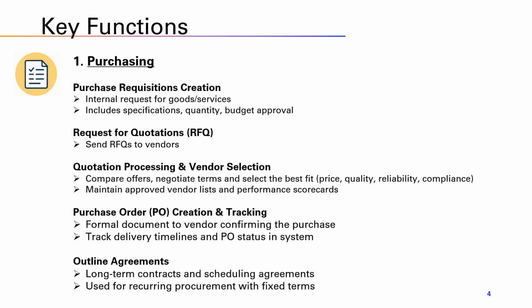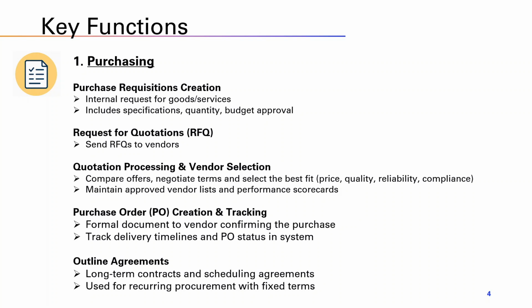Once the PR is received, SAP MM helps in sending requests for quotations, or RFQ for short, to vendors, and then quotation processing and vendor selection by identifying suitable vendors. This selection can have multiple factors, including price, delivery, the lead times, quality, geographical location of vendors, etc.